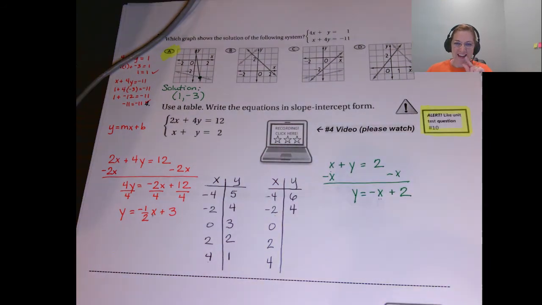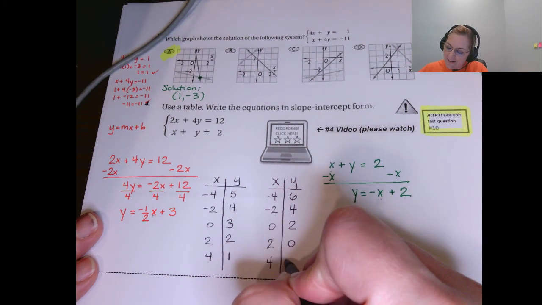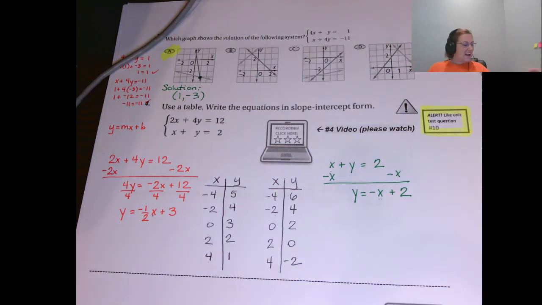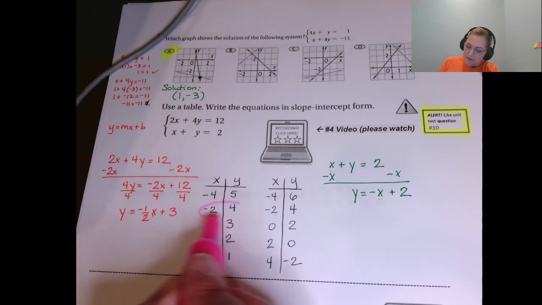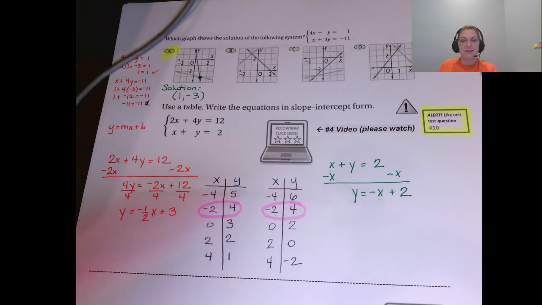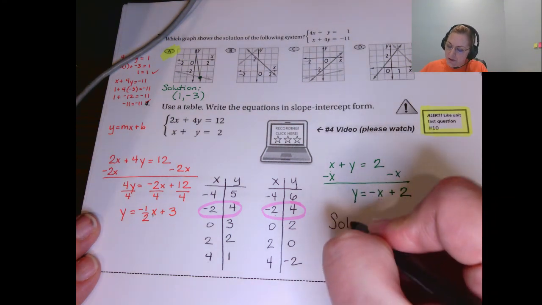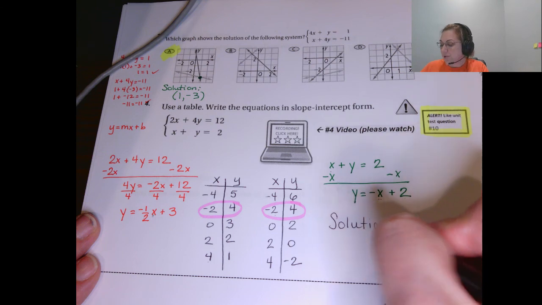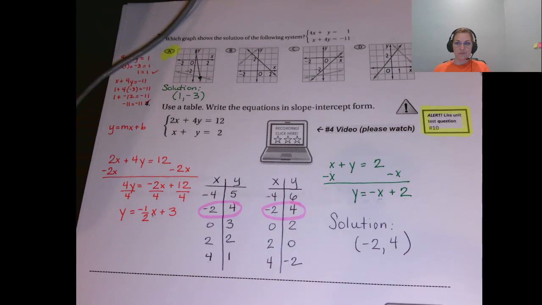I see my point that's the same, right? I'm going to go ahead and finish my table. I'm just kind of a creature of habit like that. And I see that I get the same point in both tables. When that happens, that tells me that is the solution. So my solution is -2, 4. And you'll notice that I write it as an ordered pair. So I hope that helps you with problem number 4 here.